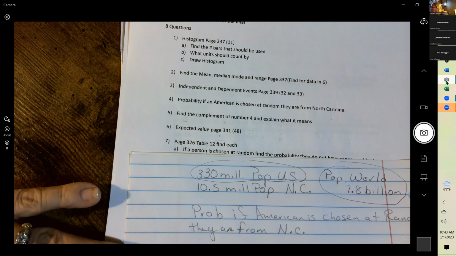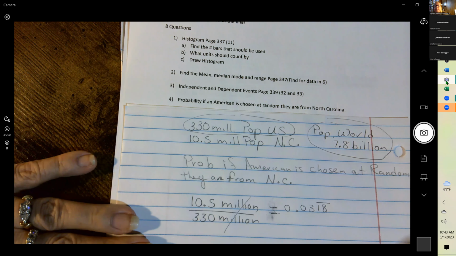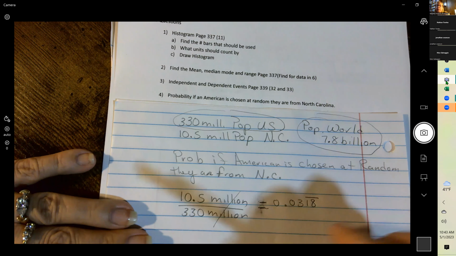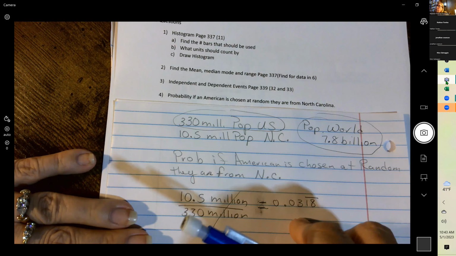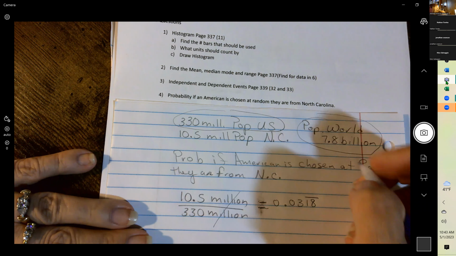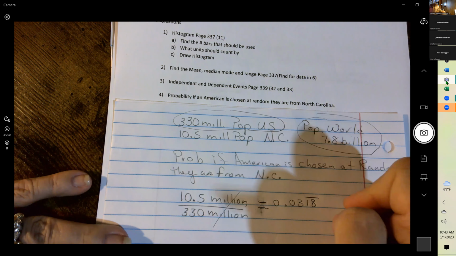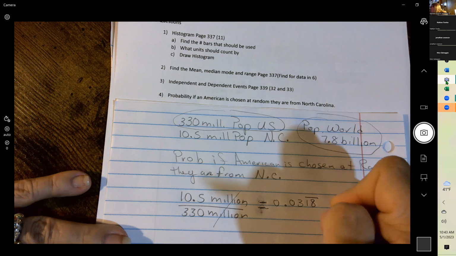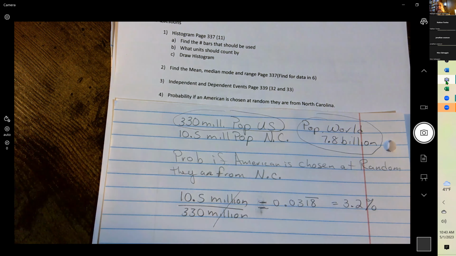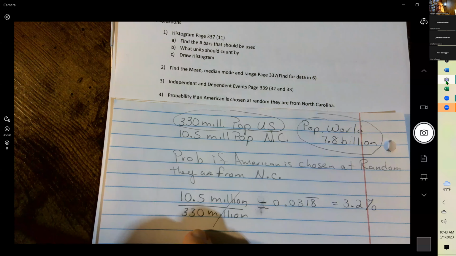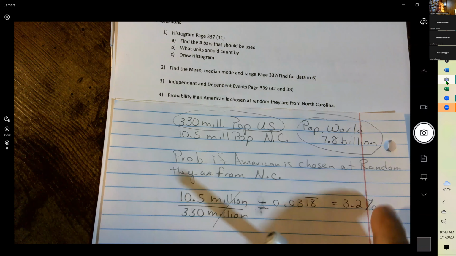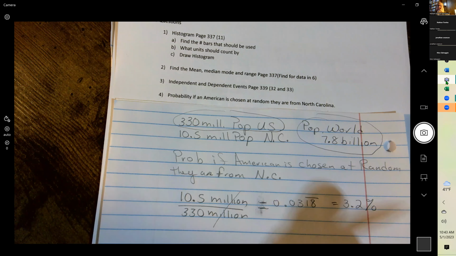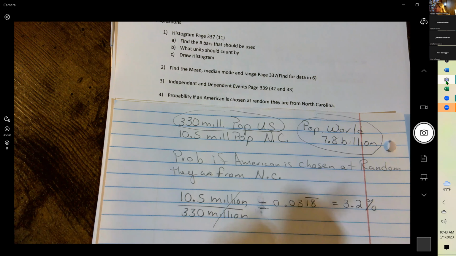It doesn't say fraction, decimal, or percent. I'm going to use a percent. But you could use the fraction, the decimal, or the percent. Any questions on that?